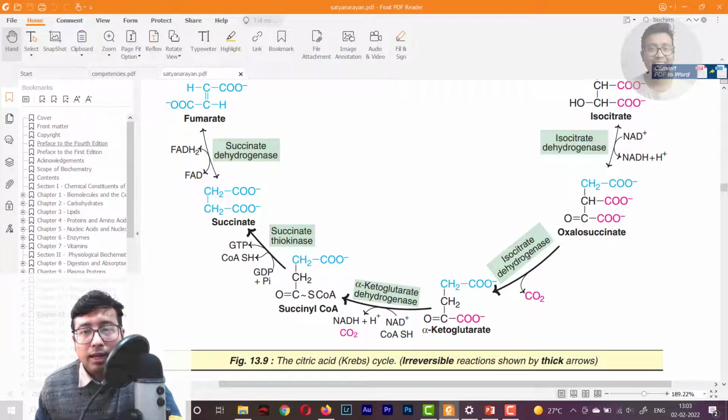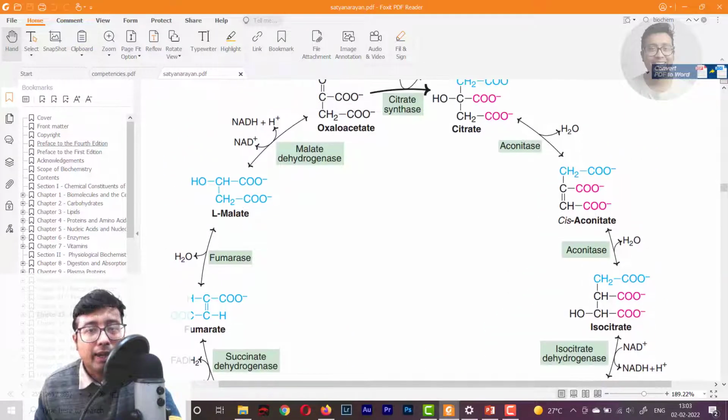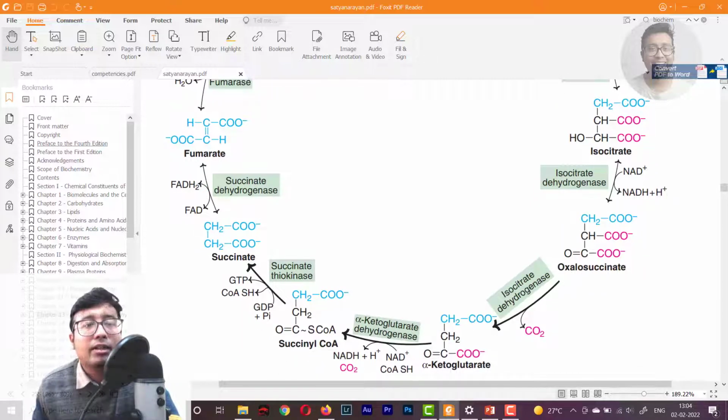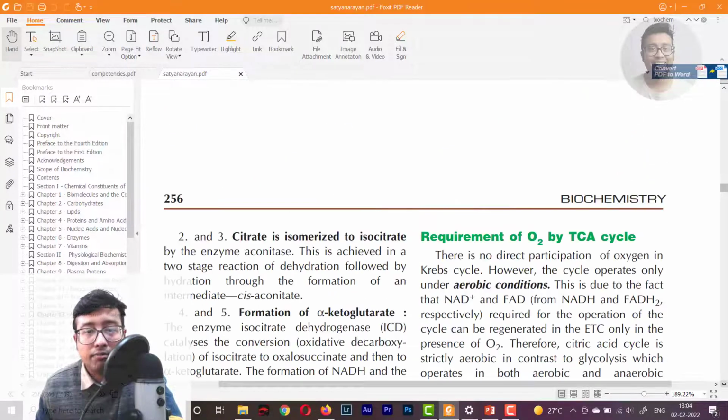NADH is produced in all the dehydrogenase steps. It is easy to remember: isocitrate dehydrogenase, alpha ketoglutarate dehydrogenase and malate dehydrogenase, except succinate dehydrogenase, where FADH2 is produced. Remember, if it is succinate dehydrogenase, there is something different about succinate. You can remember it like this: in case of succinate dehydrogenase, FADH2 is produced, and in case of succinate thiokinase, GTP is produced. So you need to remember all this. Just mark these steps and remember these steps only. If you remember them, then you are done with the reactions of the TCA cycle.